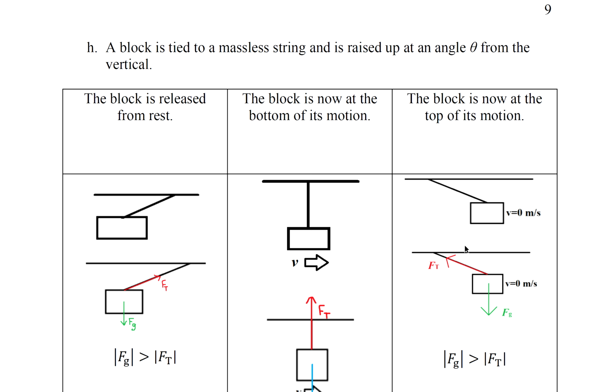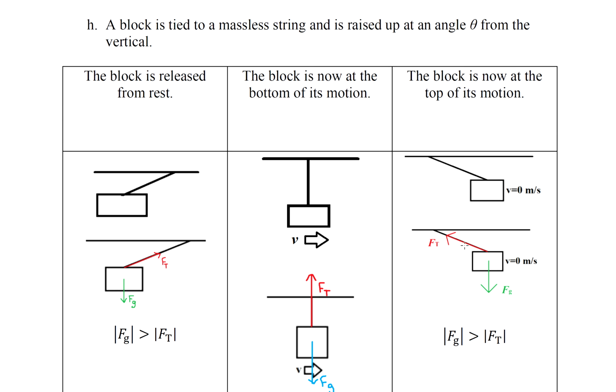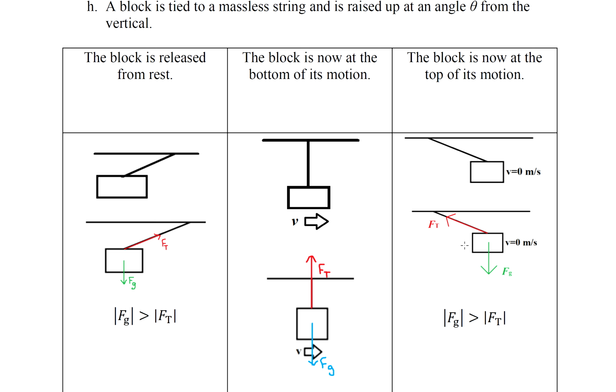Part H. A block is tied to a massless string and is raised up at an angle theta from the vertical. Look at the problem on the left side. The block is released from rest. So the magnitude of force gravity should be greater than the magnitude of force tension because it's going to be moving down.